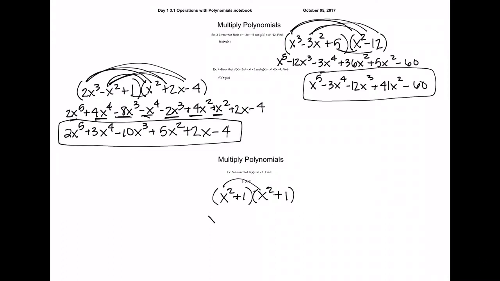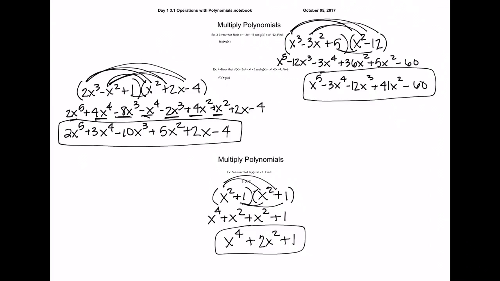x squared times x squared is x to the 4th. x squared times 1 is positive x squared. 1 times x squared is positive x squared. 1 times 1 is 1. Combine your like terms, and you have x to the 4th plus 2x squared plus 1. You now can complete your day 1 worksheet.